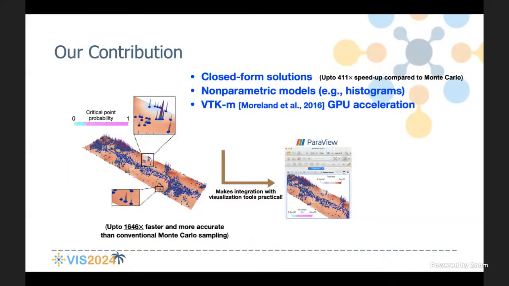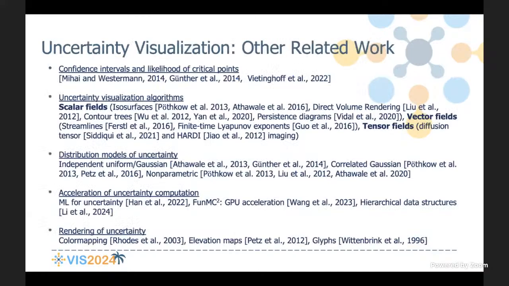So in this work, we address these limitations of existing work by deriving or proposing closed form solutions of critical point uncertainty, for both parametric and non-parametric models, which are way faster than Monte Carlo sampling. And additionally, we make them parallel using the VTK-m library for GPU acceleration. We show up to 1646 times speedups compared to existing techniques, which enables us to integrate our methods with visualization tools like ParaView.